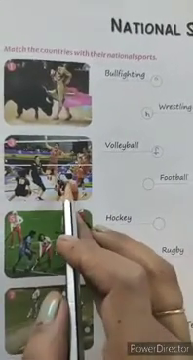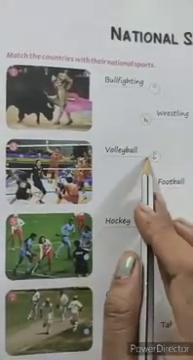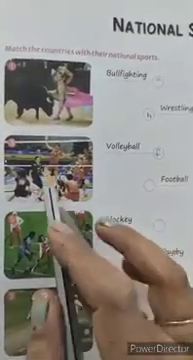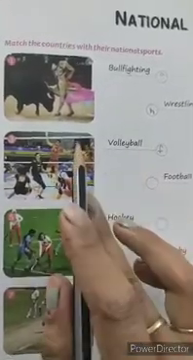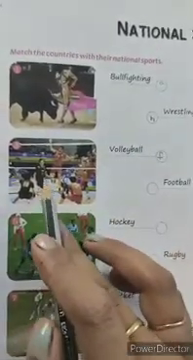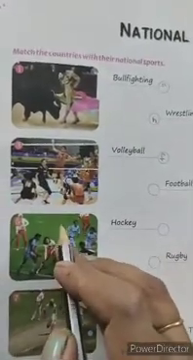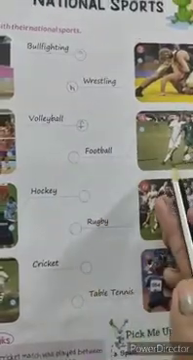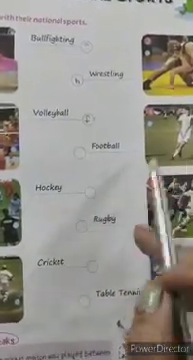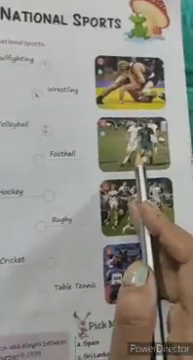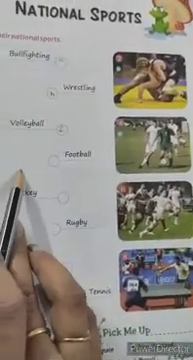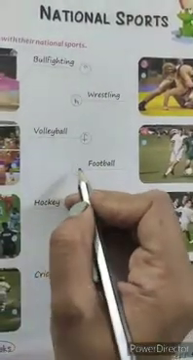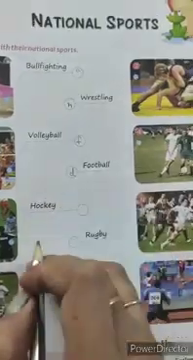So volleyball is a national sport of China and there are two teams. It is a team game. Each team consists of 6 players and each team tries to ground the ball into the other team's court. Now the fourth one is football. Football is also a very common game and it is also a team sport. Now football is a national sport of Brazil. So we will write over here D from the clue box.